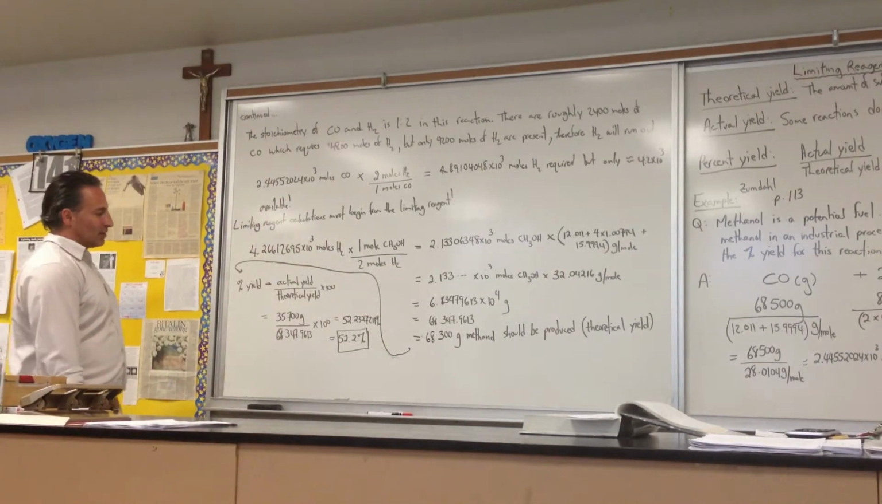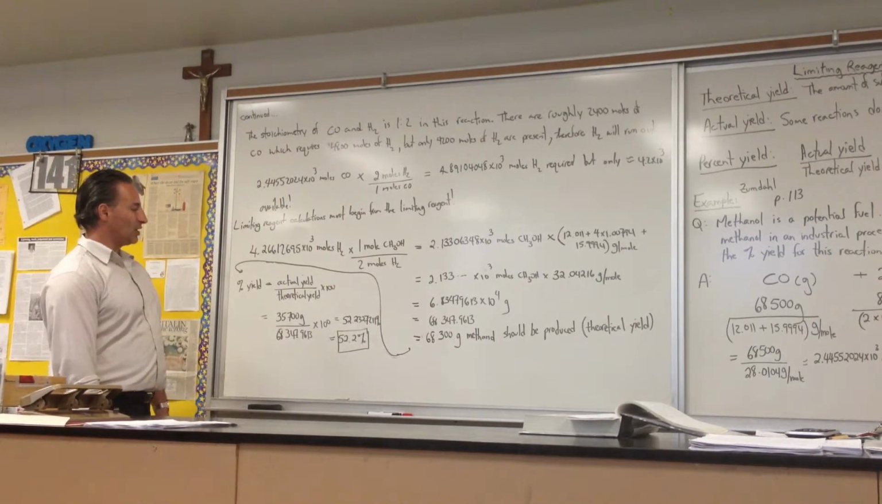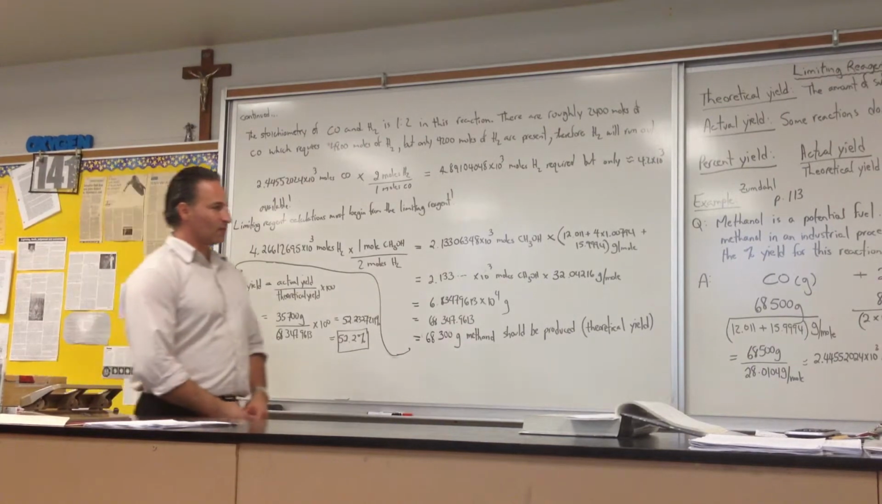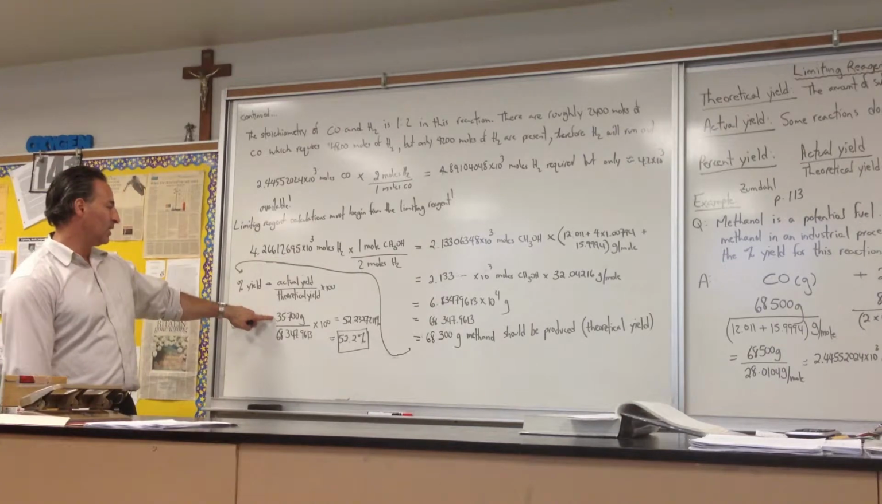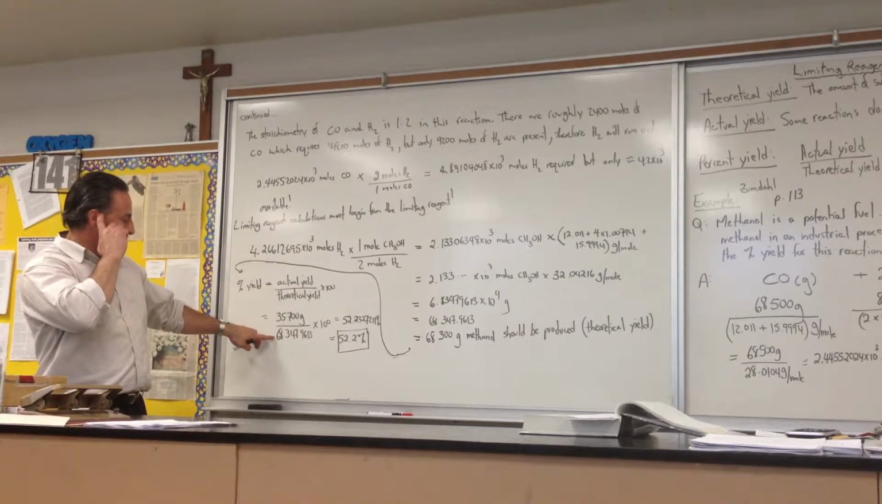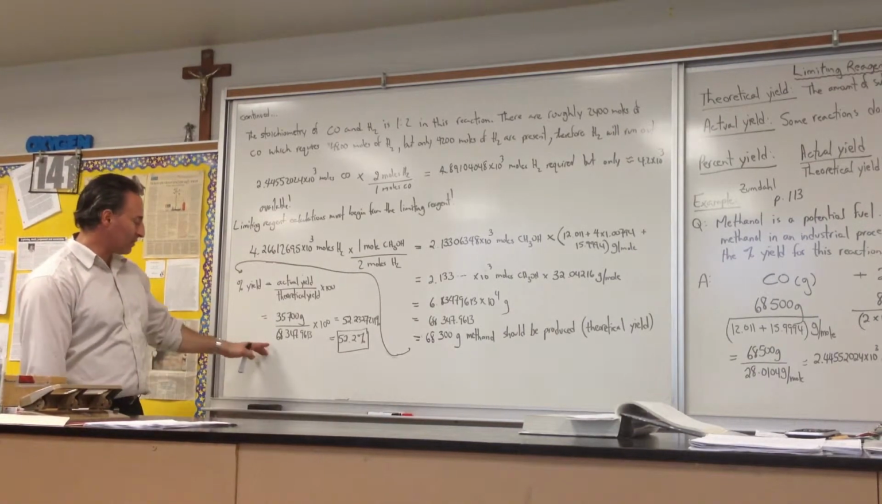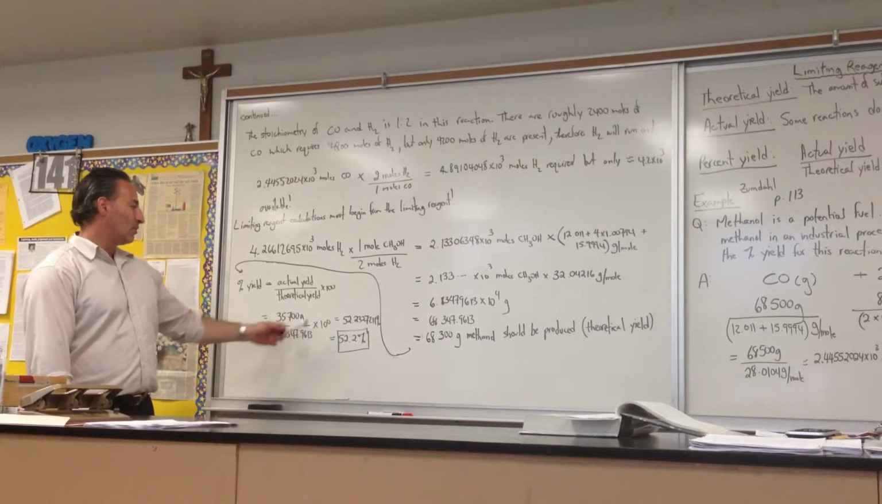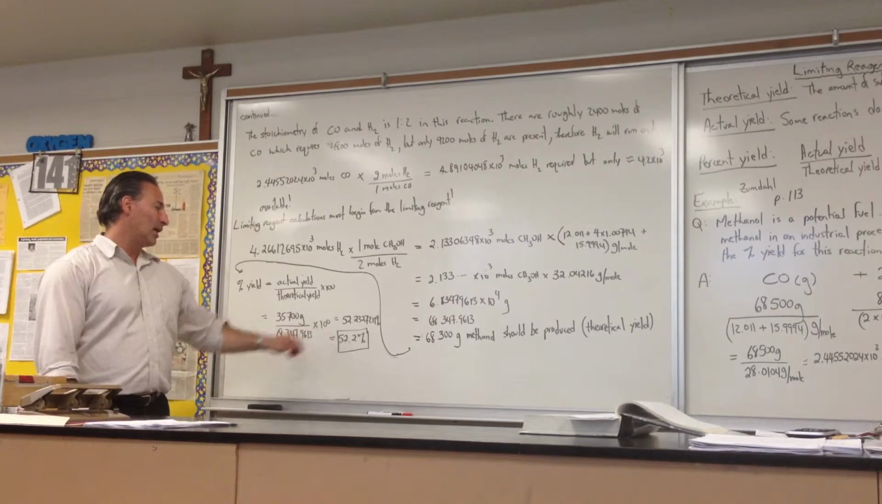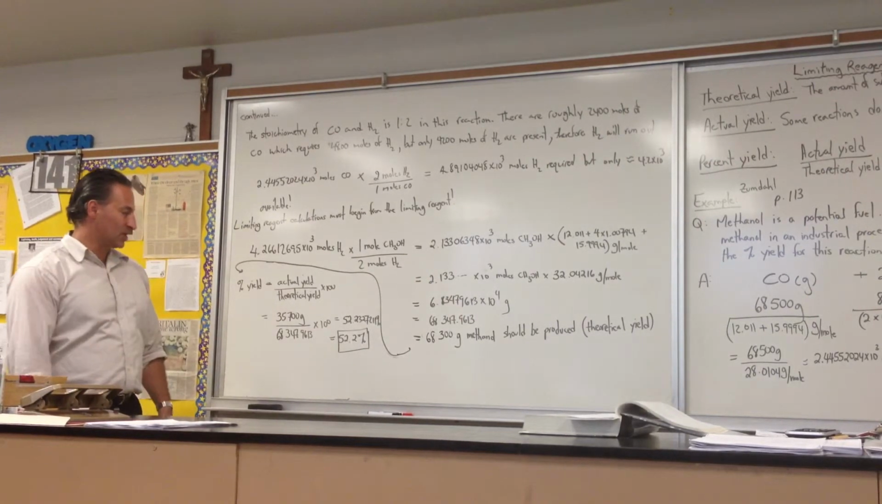So then we calculated the percent yield. The actual yield was 35,700. Put that here. And the theoretical yield was 68,347. You'll notice I put the unrounded number there to continue the calculation. We got 52.232, and that rounds down to 52.2% yield.